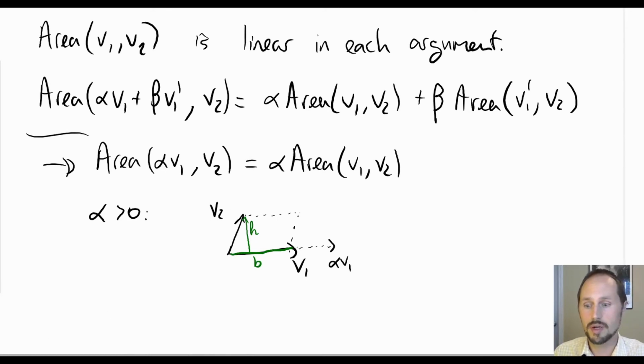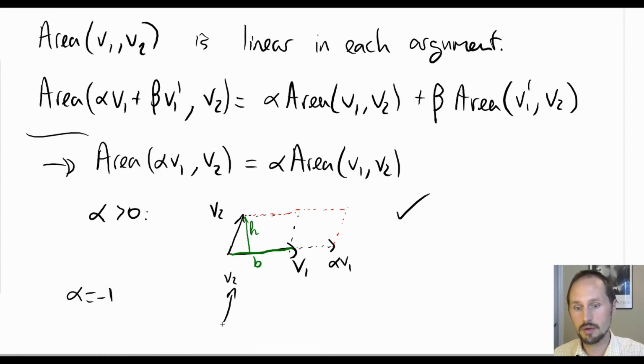My big parallelogram here has a different base but the same height. All that happens to the base is we've multiplied it by alpha. That much just follows from geometry, so that formula checks out when alpha is positive. And then when alpha equals -1, here's v2 again, here's v1, let's say. Well, minus v1 is the same thing flipped over.